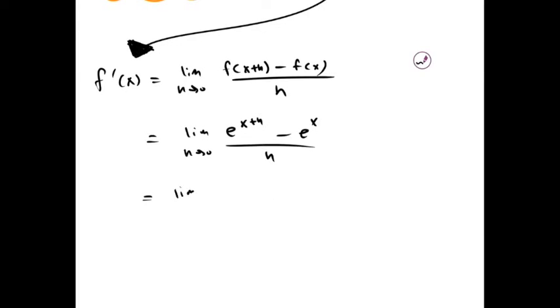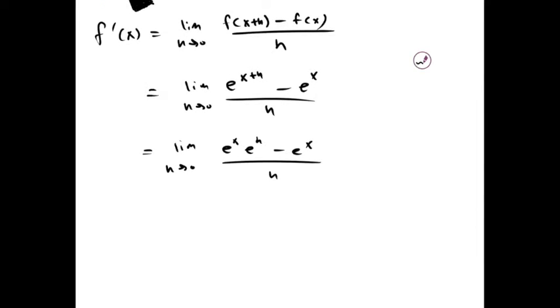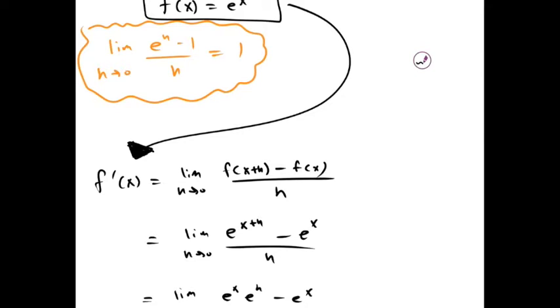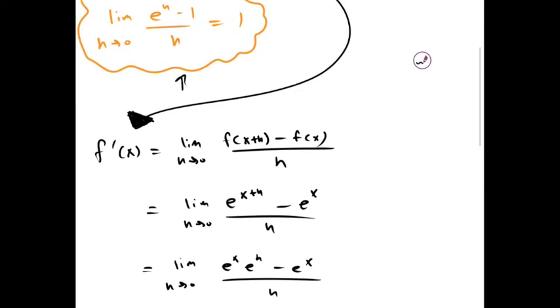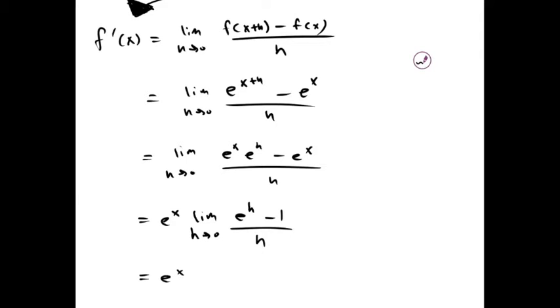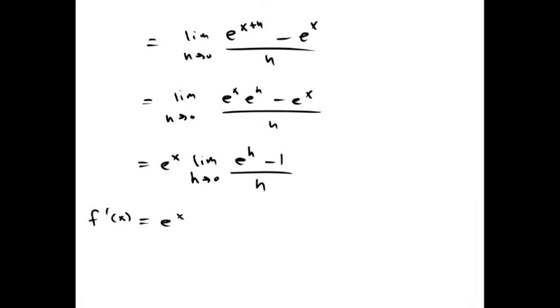And we can use some exponent rules here to turn e to the x plus h into e to the x times e to the h. And then we can factor out e to the x from the limit entirely, because it doesn't depend on h, and the limit only deals with h. So now we're left with e to the h minus 1 over h, which is the limit that we have the rule for up here. So we know that equals 1, so we got e to the x. So the derivative of the exponential function e to the x is e to the x.